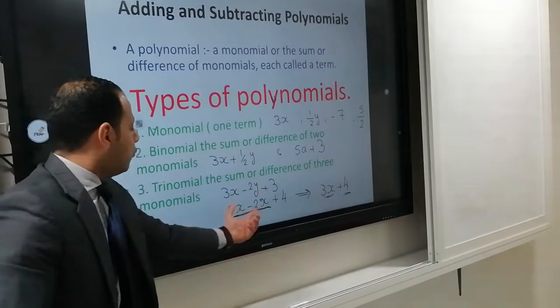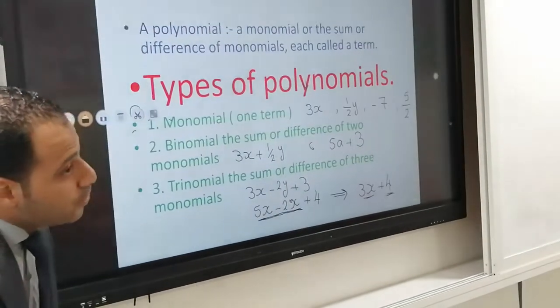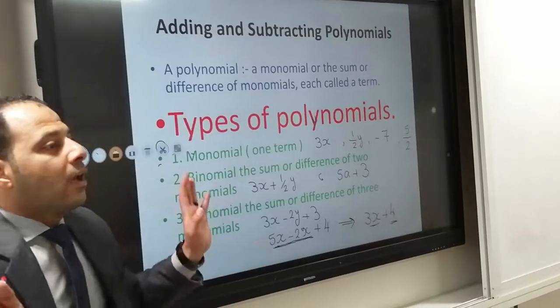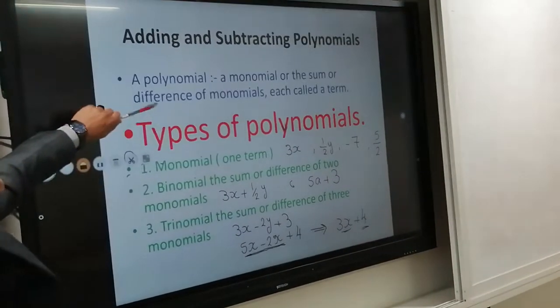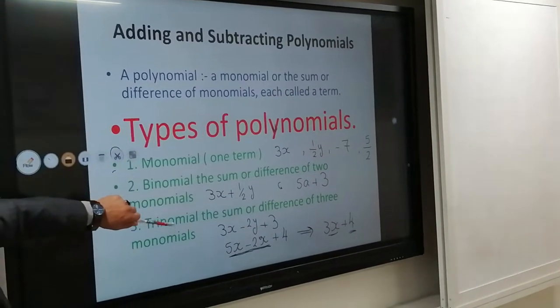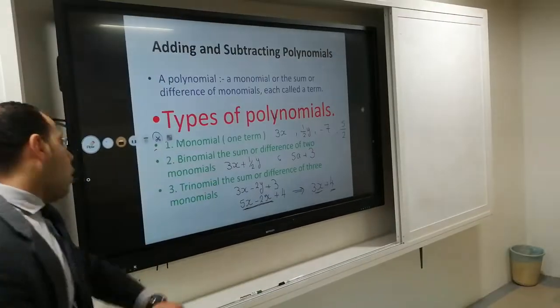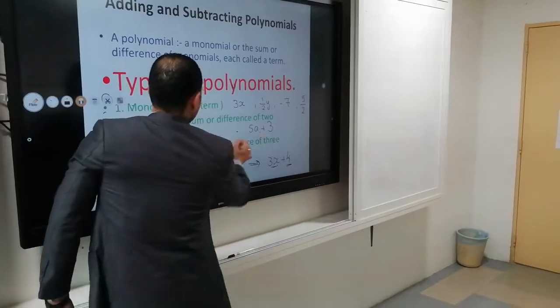Because if we have like terms, we can collect them together by adding or subtracting. As you know, the like terms we can add or subtract, the like terms only. So we have the types of polynomial: monomial, binomial, trinomial, and then 4 terms, 5 terms, 6 terms, and so on.